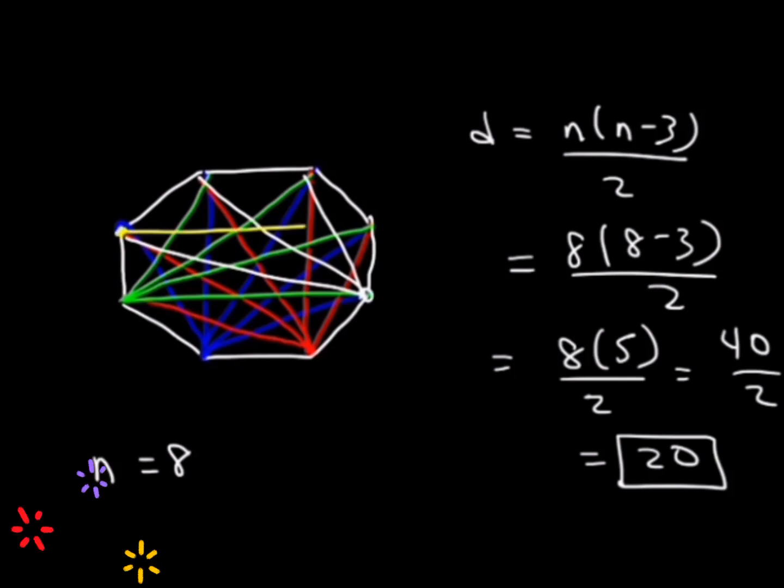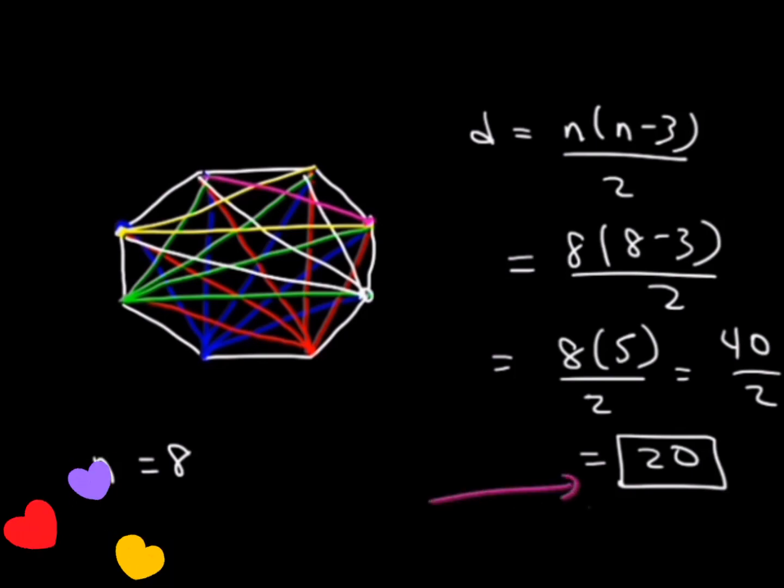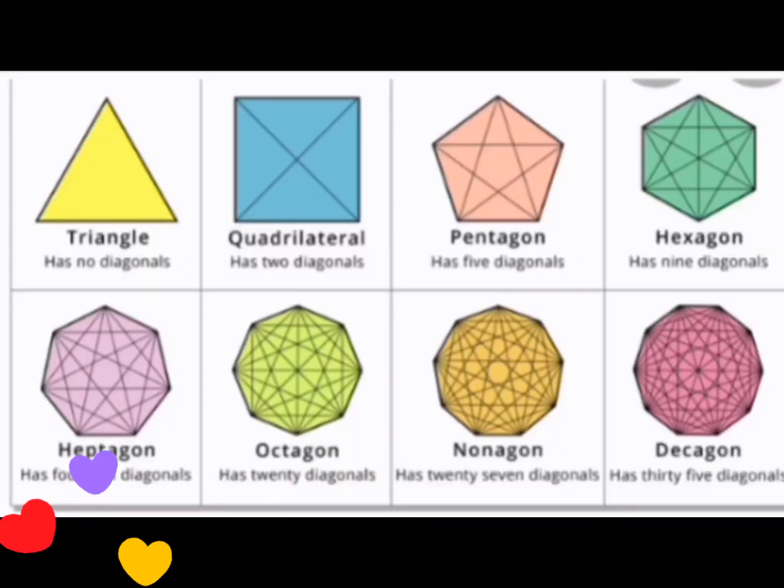This one, the yellow line, and 19. The last one is this one. So, we have 20 diagonals in an octagon. Now, if we continue finding the number of diagonals in a polygon, we can have 27 diagonals for a nonagon and 35 diagonals for a decagon.